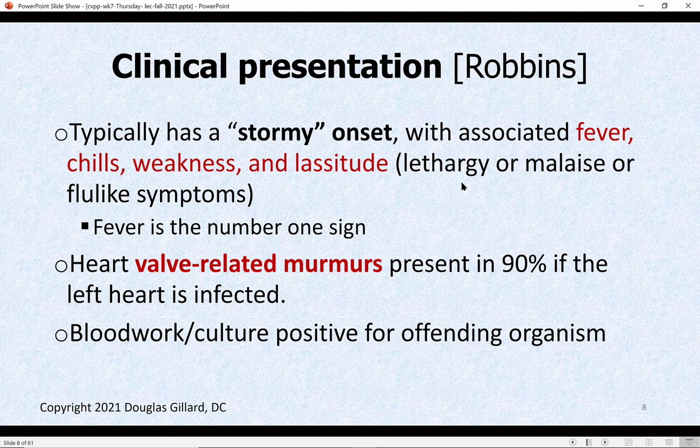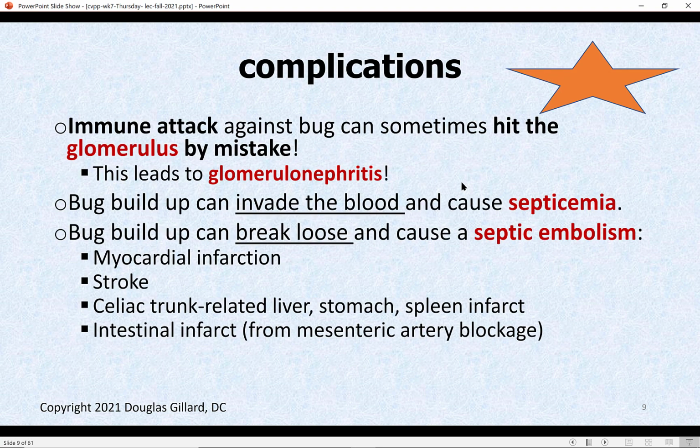90% of these patients, if it gets into the left heart anyway, 90% of these patients will have a valve-related murmur, or just some type of murmur. It's usually a regurgitant, but it doesn't have to be. It just could be turbulent blood flow from the bug ball embolus, or bug ball that has built up, the vegetation that has built up and is disrupting normal laminar blood flow, so you get a really crazy, loud-sounding blood flow. And then, of course, you do blood work and culture, and you can find the bug that's causing this.